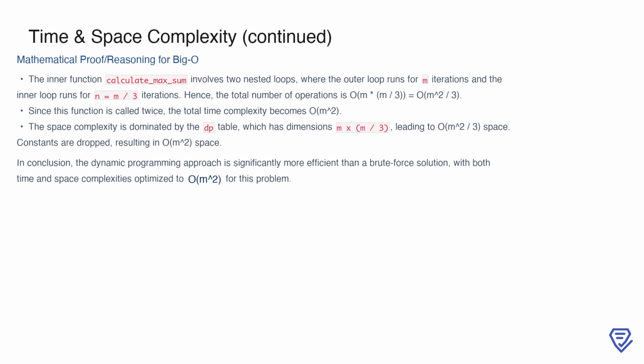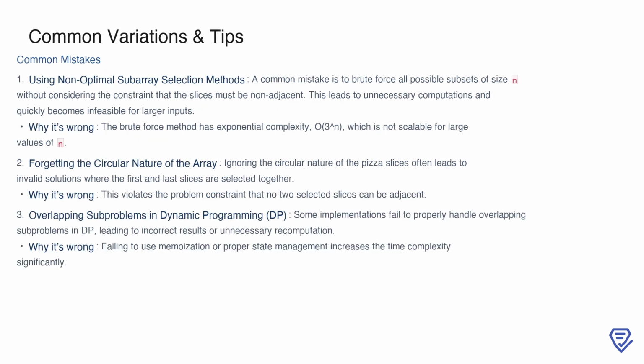In conclusion, the dynamic programming approach offers a significant improvement over the brute force method, achieving both time and space complexities of O(m²), making it highly efficient for this problem. Now, let's talk about some common mistakes students often make when solving this problem. One of the biggest pitfalls is using non-optimal subarray selection methods, such as attempting to brute force all possible subsets of size n. While this approach might seem straightforward, it fails to account for the constraint that selected slices must be non-adjacent, leading to unnecessary computations.